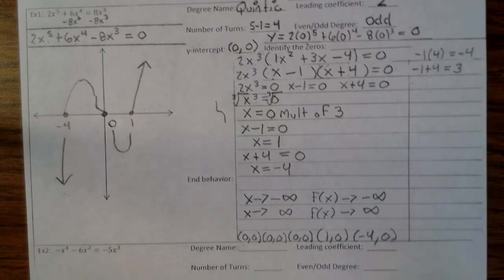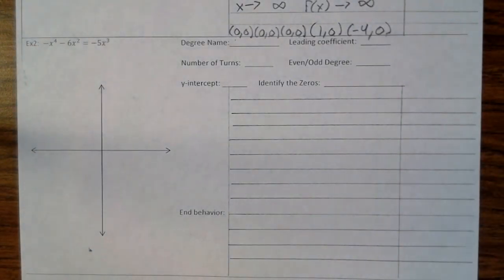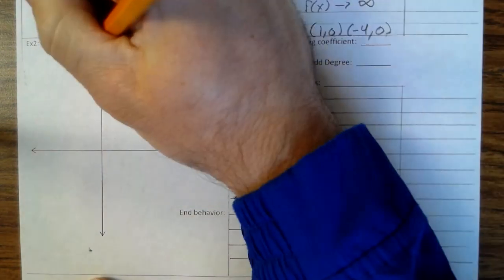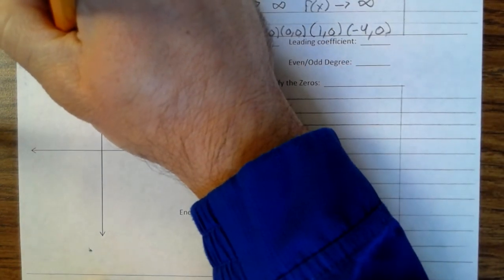All right. Now let's take a look at example 2. All right, degree name. Now before we do that, we need to move everything to the left side. So we're going to add 5x cubed to both sides.